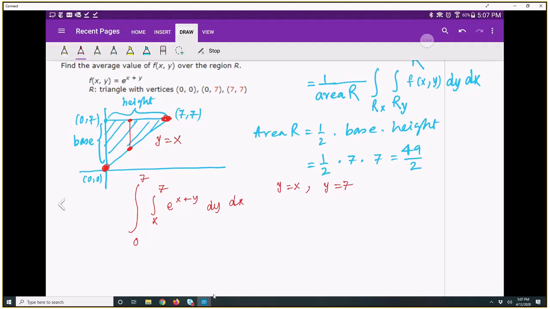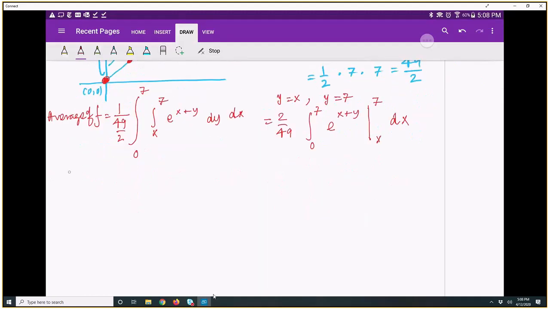And to find the average value, I will do 1 over the area that we found out, which is 49/2. So that will be equal to 2 over 49, and then I will start doing the integration, which is 0 to 7. Let's do the integration with respect to y first. I get e to the power x plus y. The limits are x and 7 for y, and then I will do integration with respect to x.